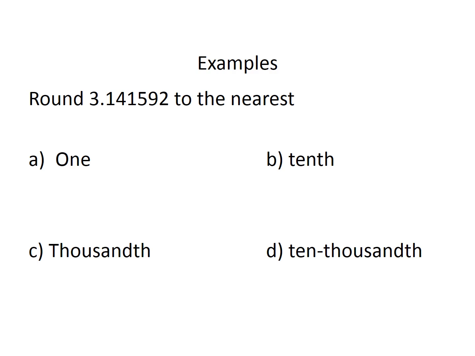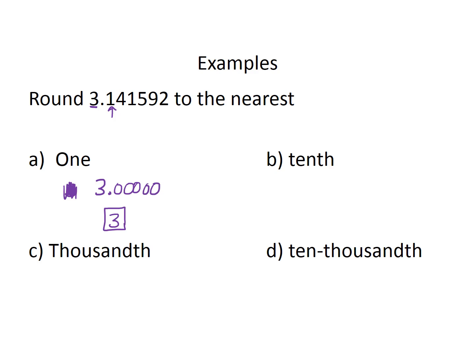This one looks like the decimal approximation for pi, 3.141592. And we want to round this to the nearest one. The ones place is right here. We look at the digit after it, and the digit after it is less than 5, so we keep the 3 the same and we replace everything else with zeros. But remember, when it's a decimal, any zeros after the decimal point at the end of the number just get dropped.